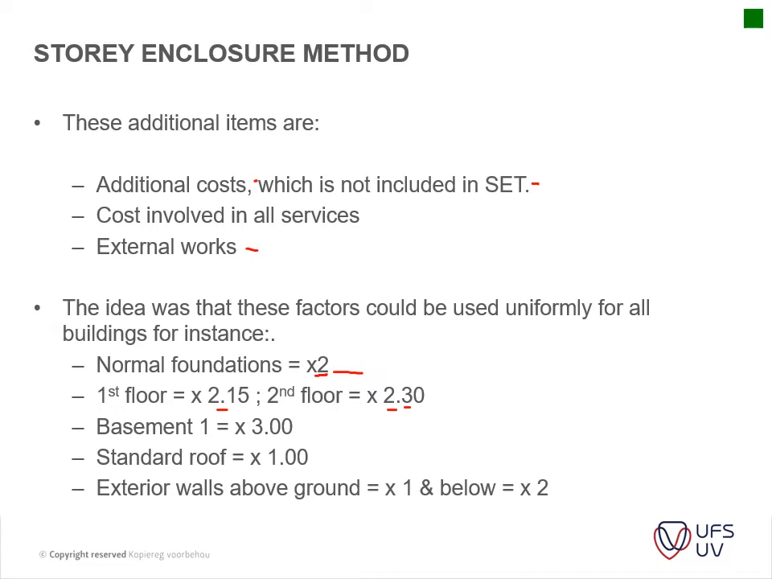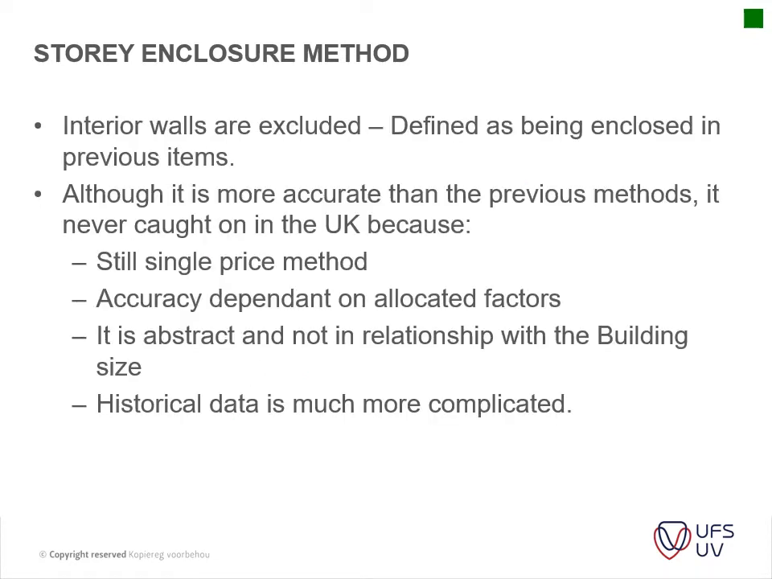The main thing you can deduce from this is that certain types of construction areas have certain factors that influence the cost of the building. For instance, the standard roof will have a multiplying factor of 1. The exterior walls above ground will have 1, and below ground, for instance, 2. The interior walls are excluded, defined as being enclosed in the previous items. That is just a definition, and you will see how it works in practice a little later on.